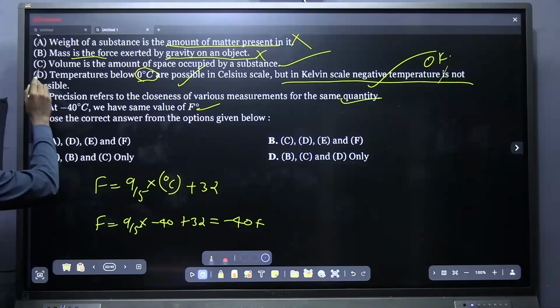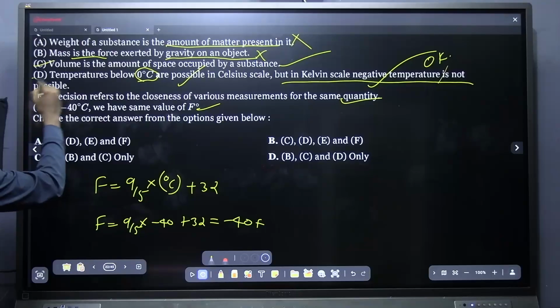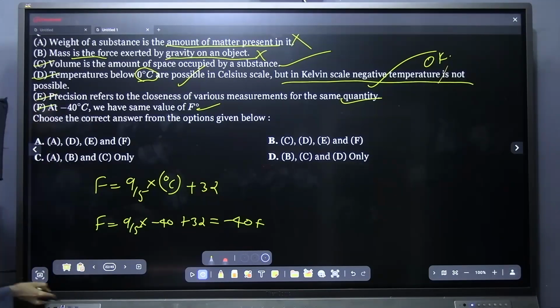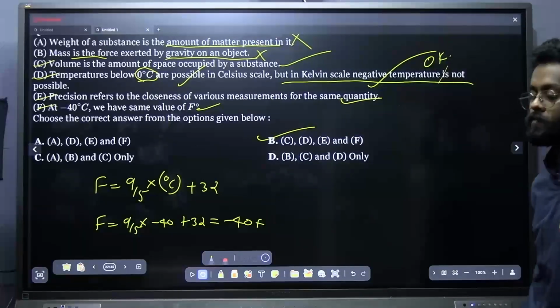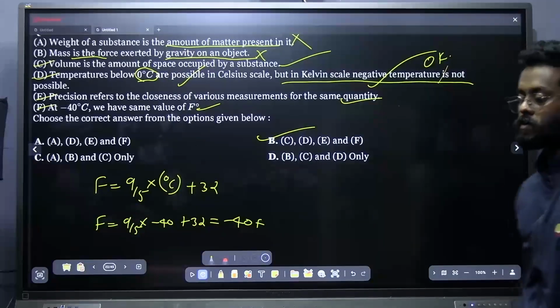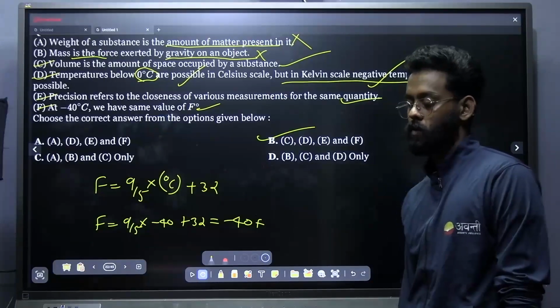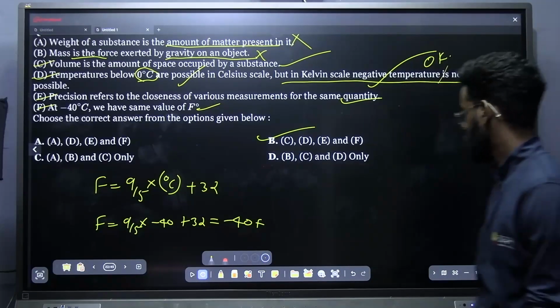So options C, D, E and F are correct. So option B is 7. Okay. Clear, students? Can I go?